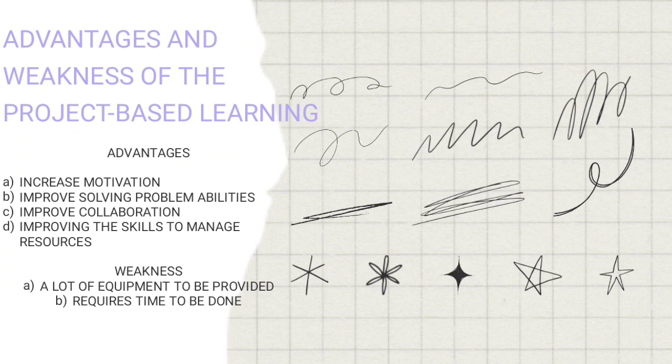Fourth is improving the skills to manage resources. Improving skills to manage resources is in order to achieve the goals of a project. By that, students should do his or her best to complete the project successfully.